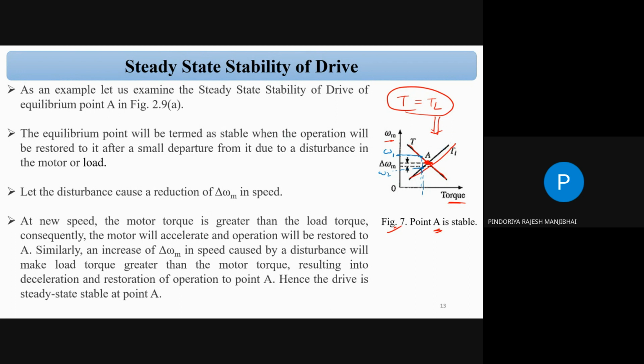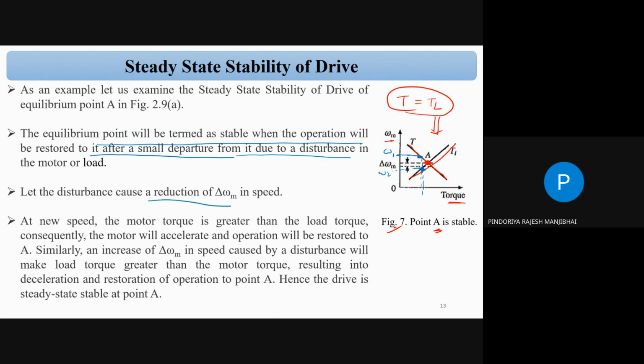Correct? Done? So the equilibrium point will be termed stable when the operation is restored to it after a small departure from it due to a disturbance. Once you disturb the system, maybe you increase the speed, maybe you increase the motor torque, otherwise you can decrease the load torque. Proportionally, you have to vary the load torque as well as the motor torque. Let the disturbance cause a reduction of delta omega m.